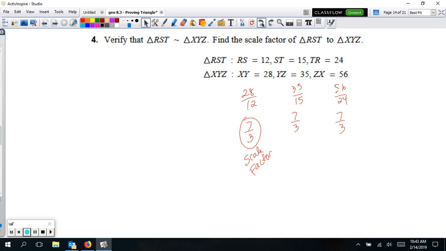So we can just circle one of them and say, okay, that's the scale factor. And that also verifies it, because these are all equal. It verifies it when we can show that they're all equal. All the corresponding side lengths are equal. So that's the scale factor.